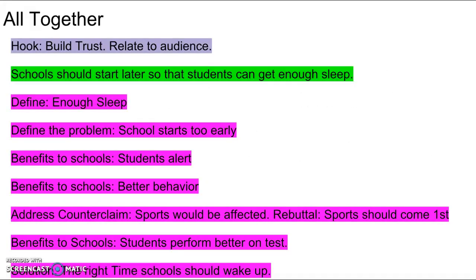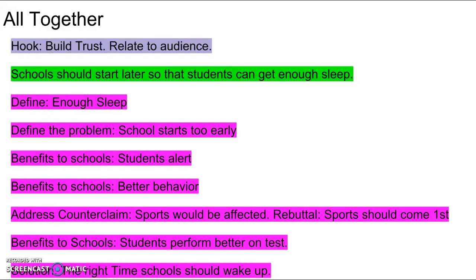So if you put it all together, maybe your thesis is school should start later so that students can get enough sleep. So you might start with a hook, build trust with your reader. Say, hey, I'm a student right now. I can tell you what I see in the hallway. So if you're saying students should get enough sleep, well, maybe what is enough sleep? So you might want to say, here's what enough sleep is. You might also have to prove that this is a problem. So start defining the problem.